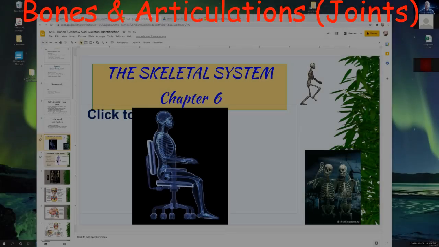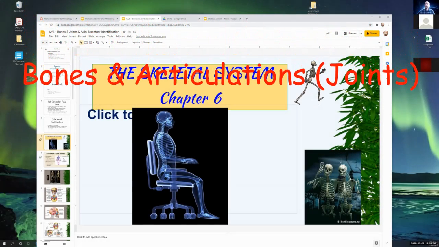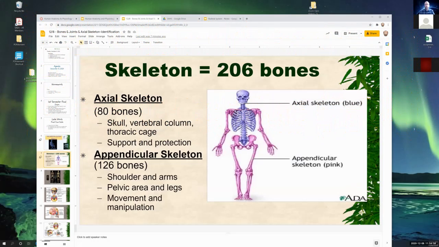We're going to talk about the bones of the skeleton. There happen to be 206 bones in our entire skeleton. So if you were to count every single bone in the skull, every single bone in the rib cage, every single bone in your arm, in your hand, in your legs, in your feet, there would be 206 individual bones.